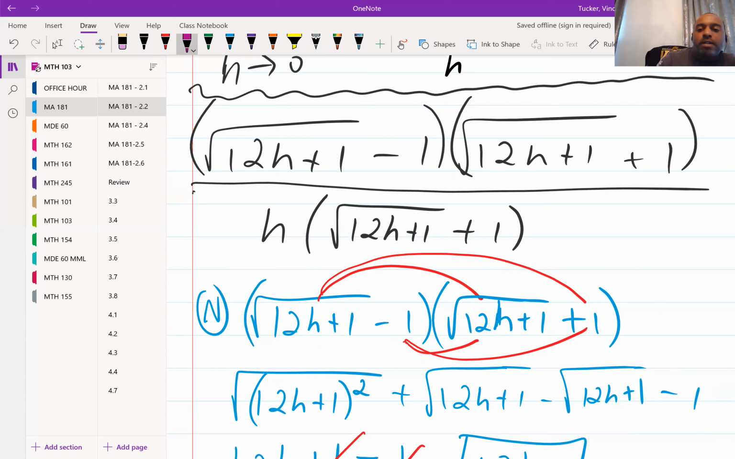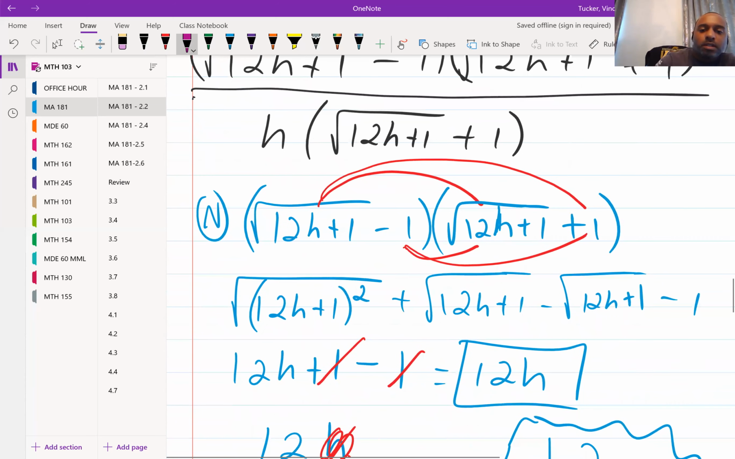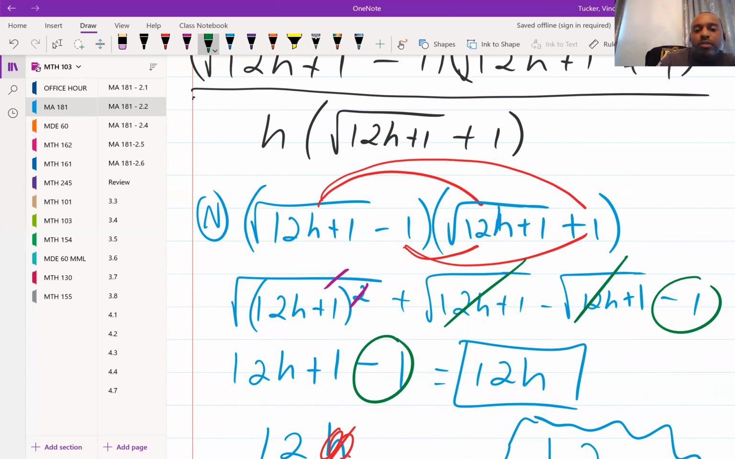All right, so simplifying, that square and square root will cancel, leaving me with just 12h plus 1. And then the square root of 12h plus 1 minus the square root of 12h plus 1 will cancel. And then minus 1 is right here. So to finish it off, we see that 1 and negative 1 will cancel, and that leaves me with 12h in my numerator.